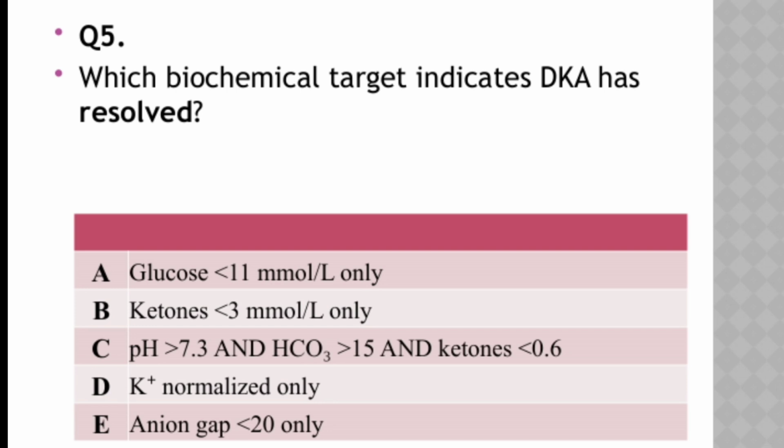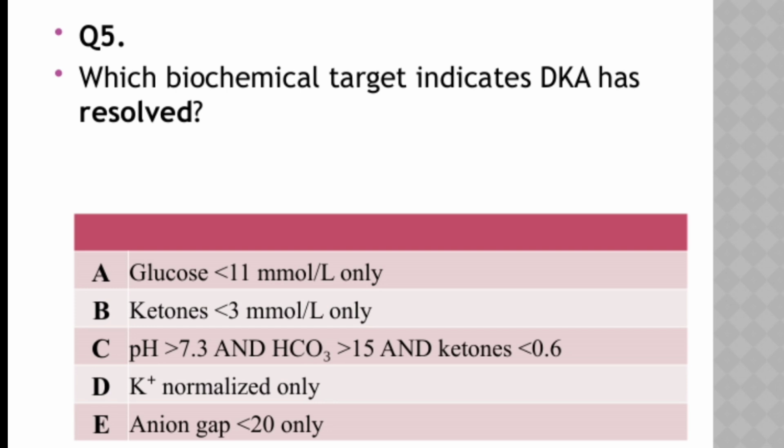Parameter C combines pH greater than 7.3, HCO3, bicarbonate above 15, and ketones less than 0.6. This combination is key because it indicates that the blood is no longer acidotic, and ketosis has significantly subsided. Parameter D notes that potassium levels, K+, are normalized, which is important for electrolyte balance, but by itself, it doesn't confirm resolution of acidosis. Lastly, parameter E shows an anion gap less than 20, which reflects that the metabolic disturbance causing acidosis has been corrected.